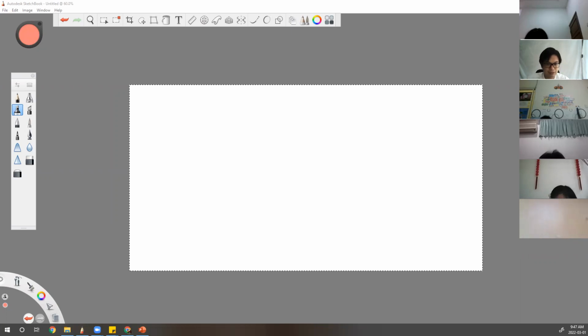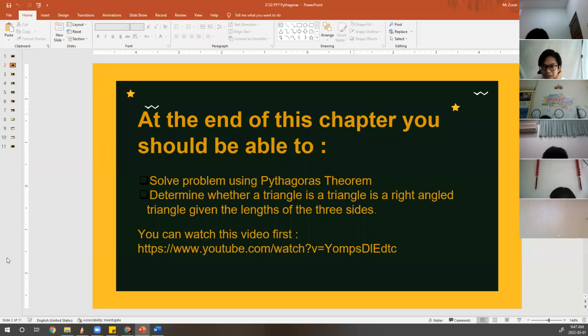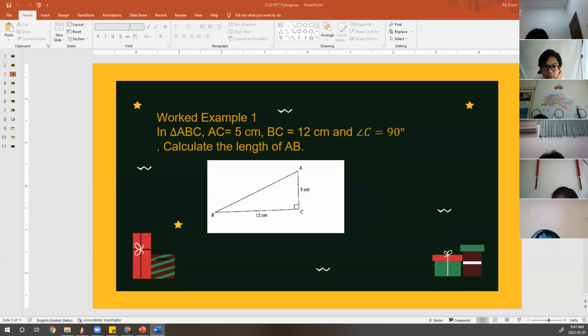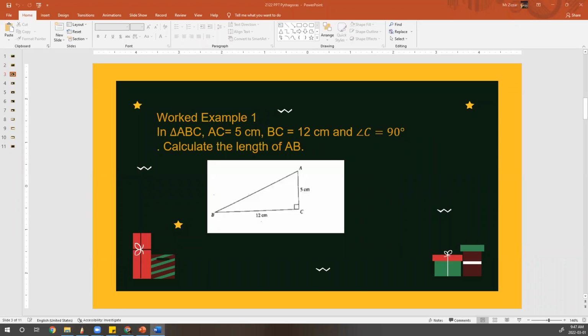So please maintain the focus because it is very simple, and we know how to differentiate between the hypotenuse and all the other perpendicular sides. I mean, so let's see on this PowerPoint. Okay, now here you go. Now we go to work example number 1.